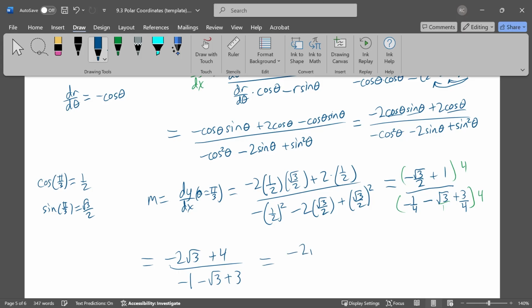And the last thing I'll do here, say negative 1 plus 3 is 2. So over 2 minus root 3. Okay, so that would be the slope for our tangent line of that curve at that point.